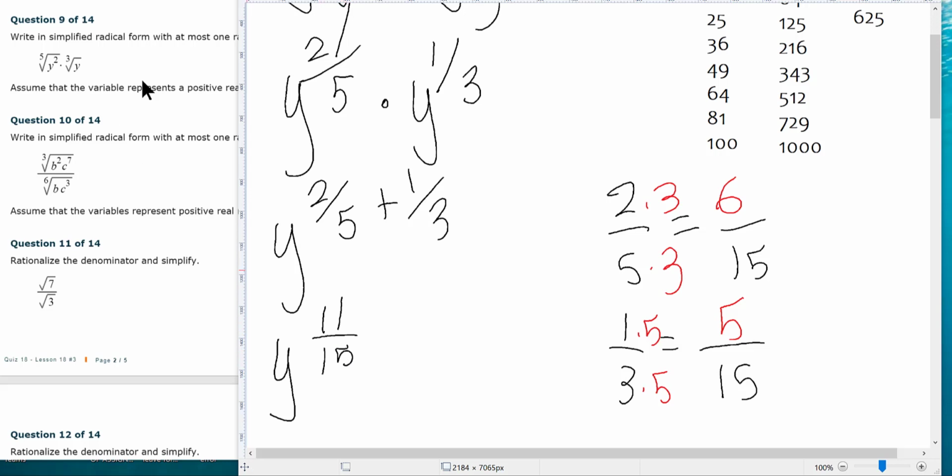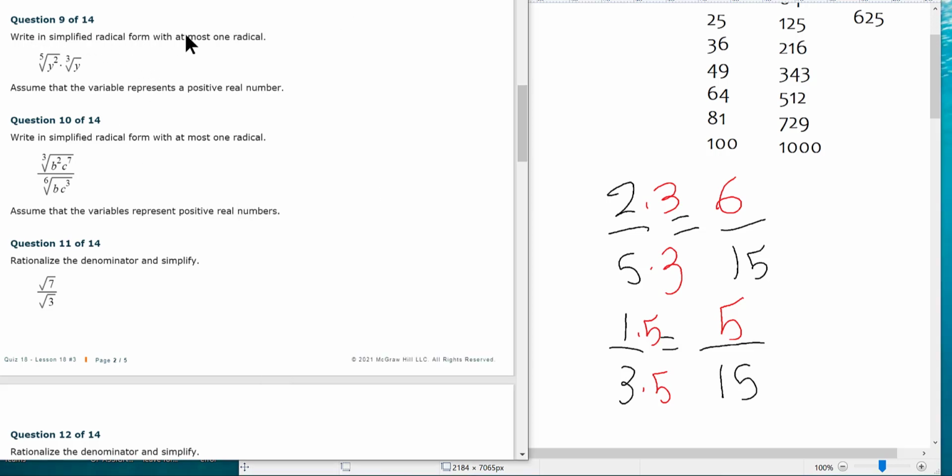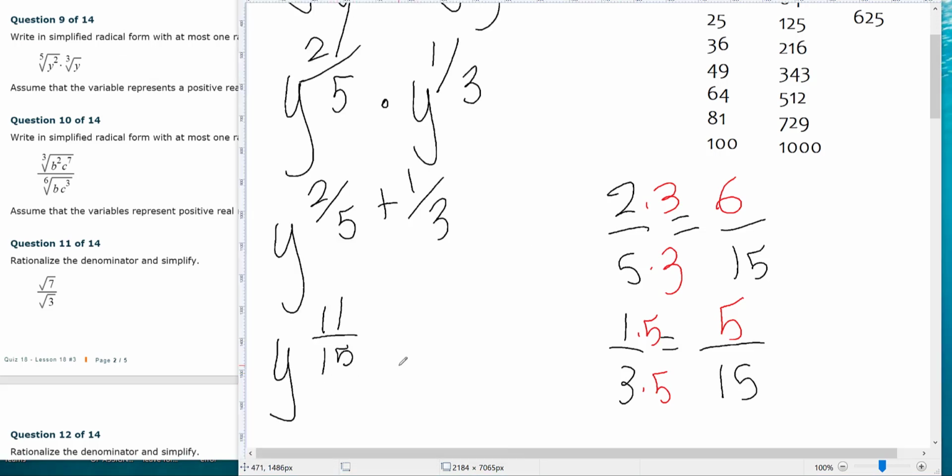Now let's see. They want us to put it in simplified radical form. So we got to go backwards now and say that this is the 15th root of y to the 11th. Remember, the index is the root, it's on the bottom, and the exponent is the number on top. So it's the 15th root of y to the 11th.